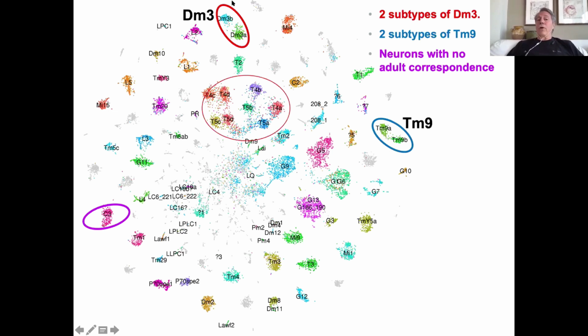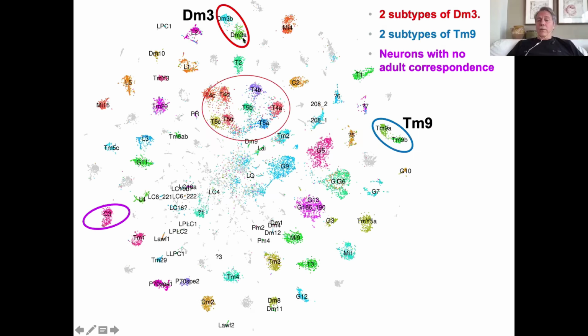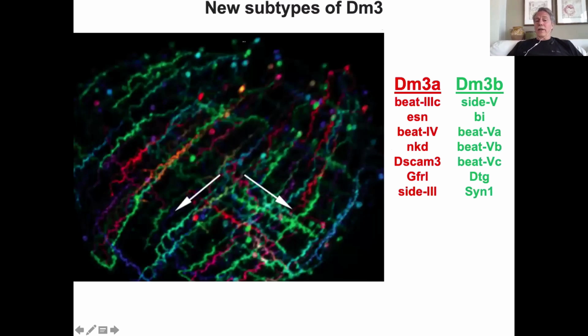Let me give you the example of DM3. DM3 are large neurons whose function we don't know very well. We believe they're involved in motion vision. In fact, they are 1 cluster in the adult, 2 clusters in development. And we realized that there are indeed 2 types of DM3 neurons, those that project in one orientation and those that project in a 90-degree orientation.